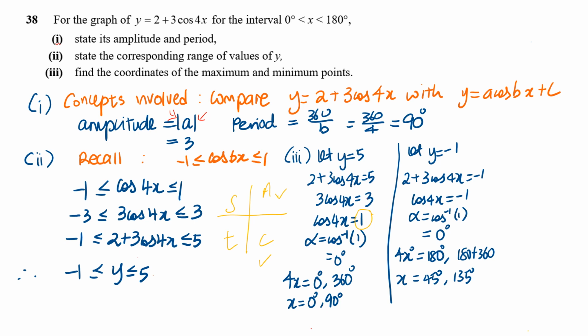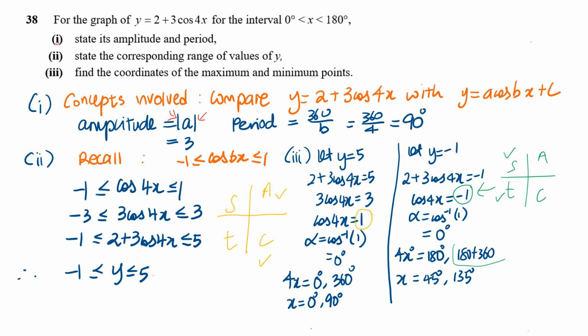Alpha is still the same, cosine inverse 1. Alpha is a acute angle, so always trigo inverse positive value. Even though you see a negative here, you still cosine inverse positive to find your alpha. Then this will tell you which quadrant. This will tell you that it must be second or third. So second quadrant is 180 minus 0, which is 180. Third quadrant is 180 plus 0, so 180.